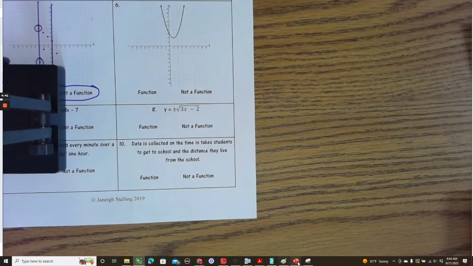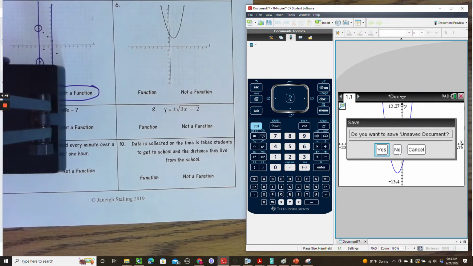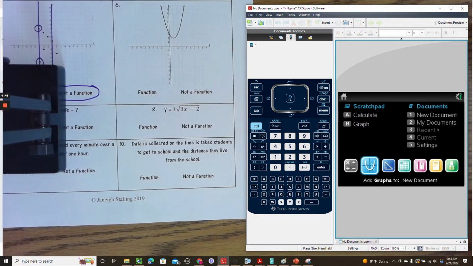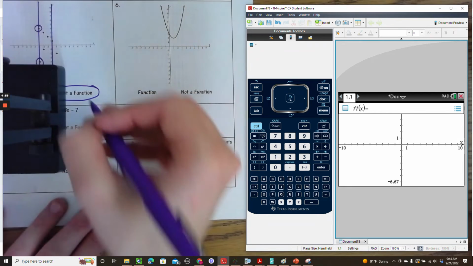All right. So I'm going to exit out this red X up at the top. And then I can go back into that blue graph. That just kind of resets everything for you. All right, this says plus or minus the square root of 3x squared. Well, I can't do that plus or minus sign.